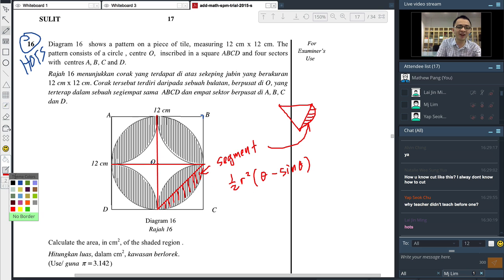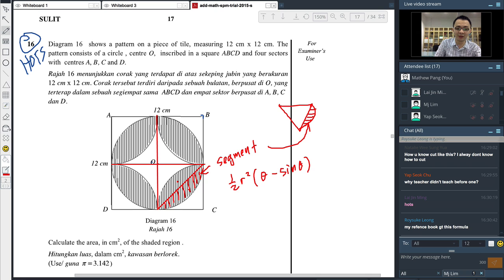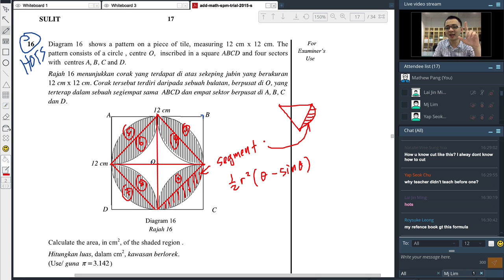If you can find a segment, you know that in the whole diagram you have 8 different segments: 1, 2, 3, 4, 5, 6, 7, 8. If I cut like this, like this, and like this, you can easily see I have 8 different segments. So what I will do is find one of the segments and multiply my answer by 8. Then I can get the answer.